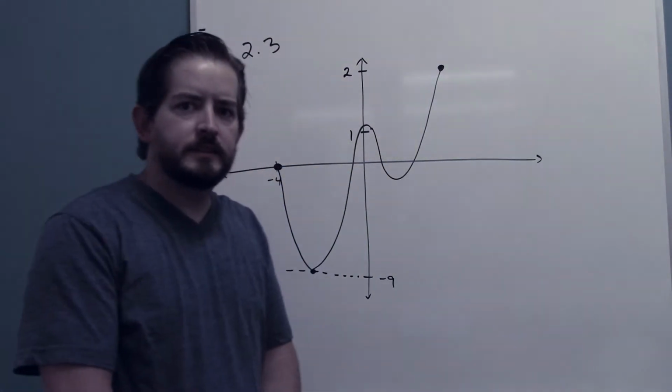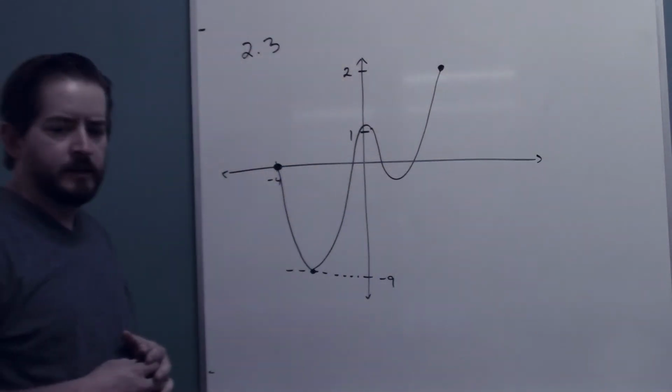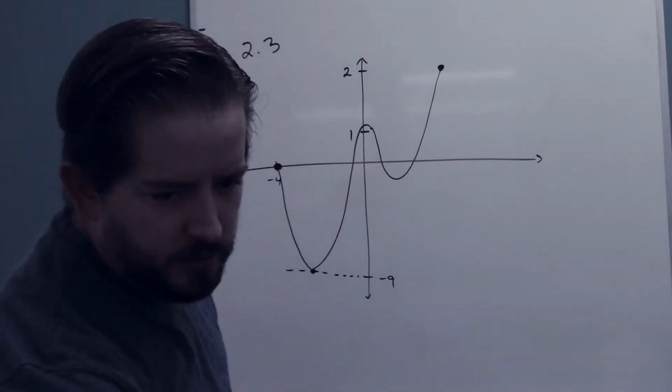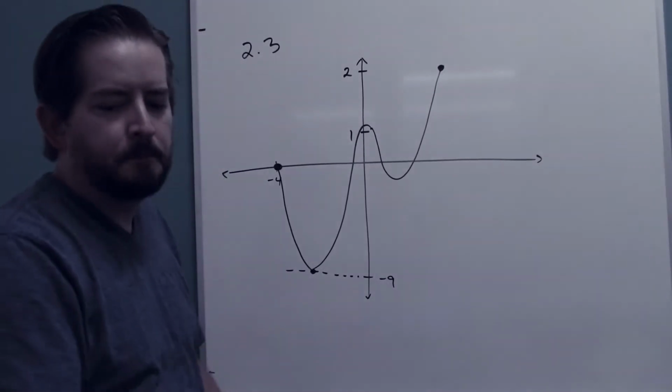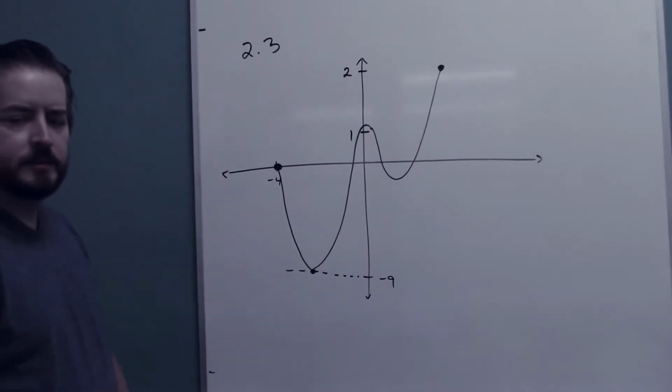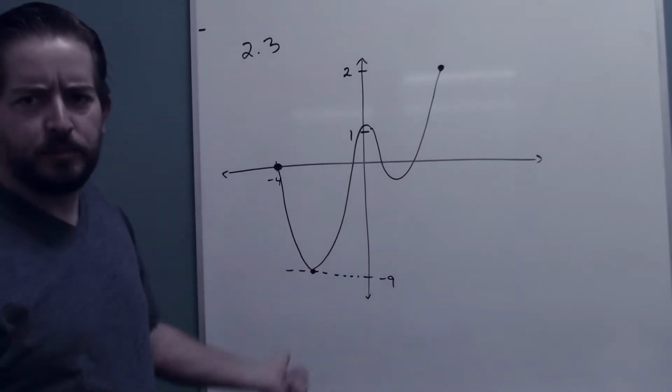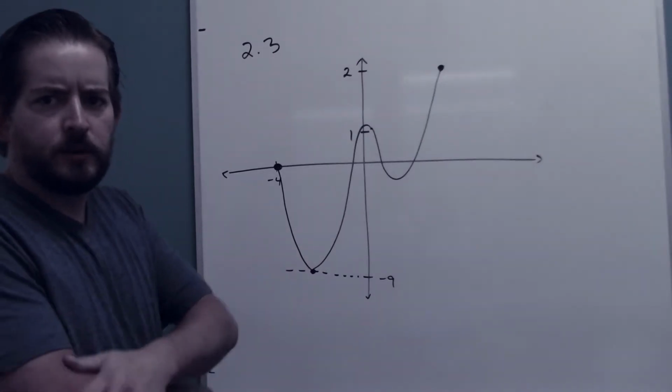Welcome back. This is the discussion for 2.3. We had a couple of questions. The first one was on question 1, which I can understand why there was a question here. It is a little bit odd to look at this graph. I've tried to reproduce it here. It's not great, but I think it will illustrate what we're looking for.